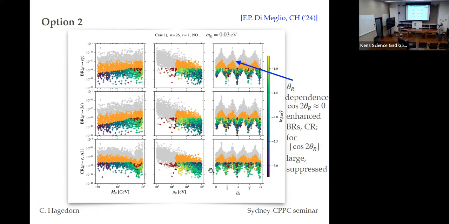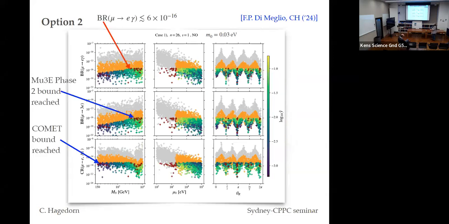And if the Yukawa coupling grows large, also your branching ratios and conversion rate go large, and you exclude. And if this cosine of 2 theta r is larger here, you have a suppression, so to say, because you can commit yourself to have smaller.